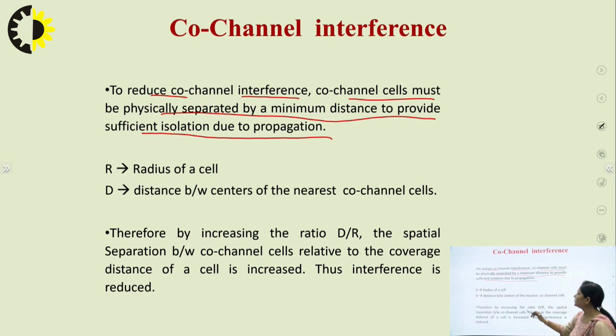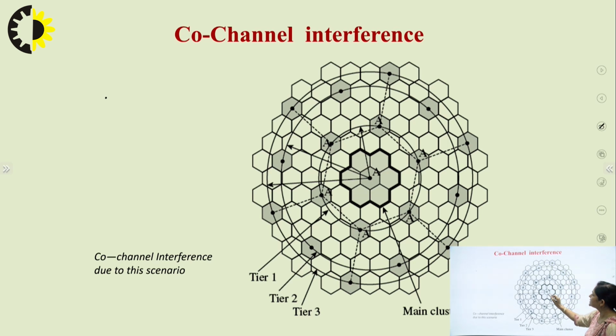For this, we will discuss different parameters like R, the radius of the cell, and D, the distance between the centers of the nearest co-channel cells. Now you can see in this diagram, this is a center cell named A, using a particular frequency, and another cell, also denoted as A, is using the same frequency. They are co-channel cells. They should be at a sufficient distance from each other so that they do not cause co-channel interference.